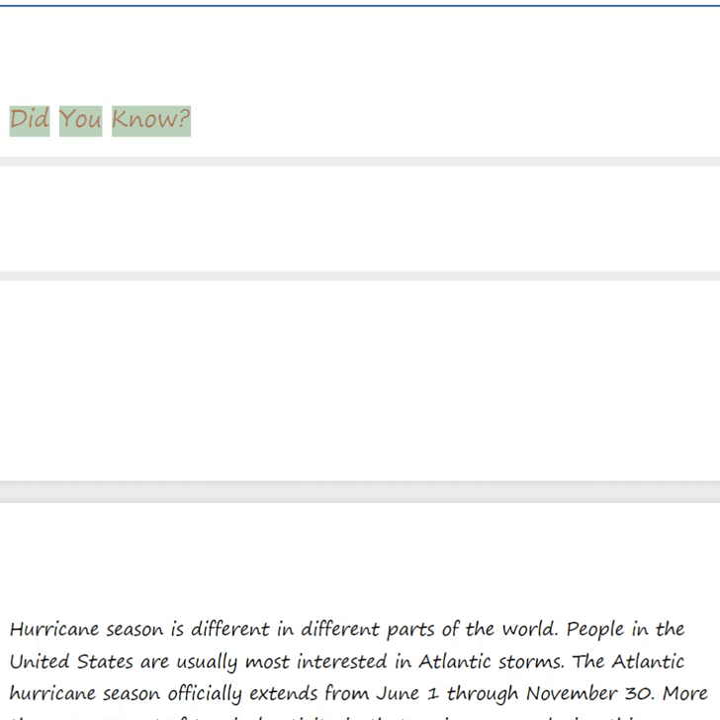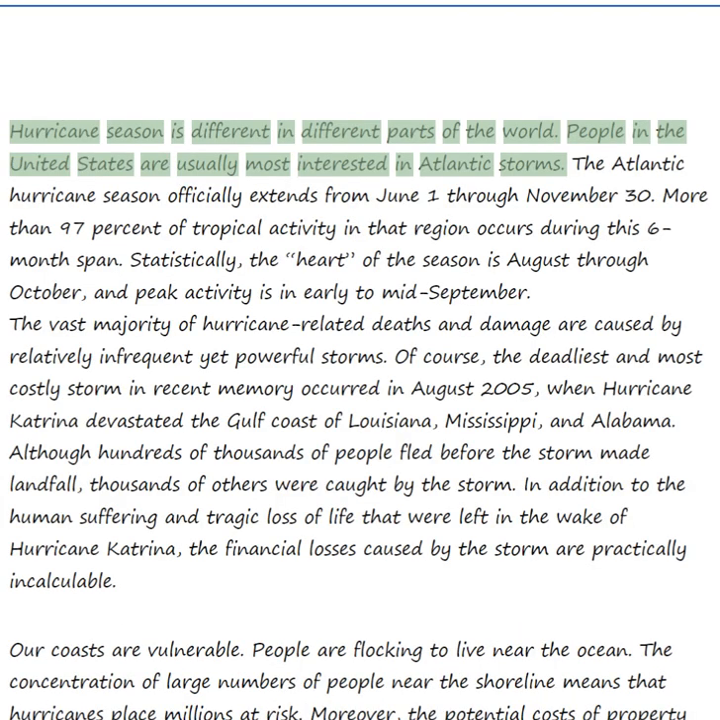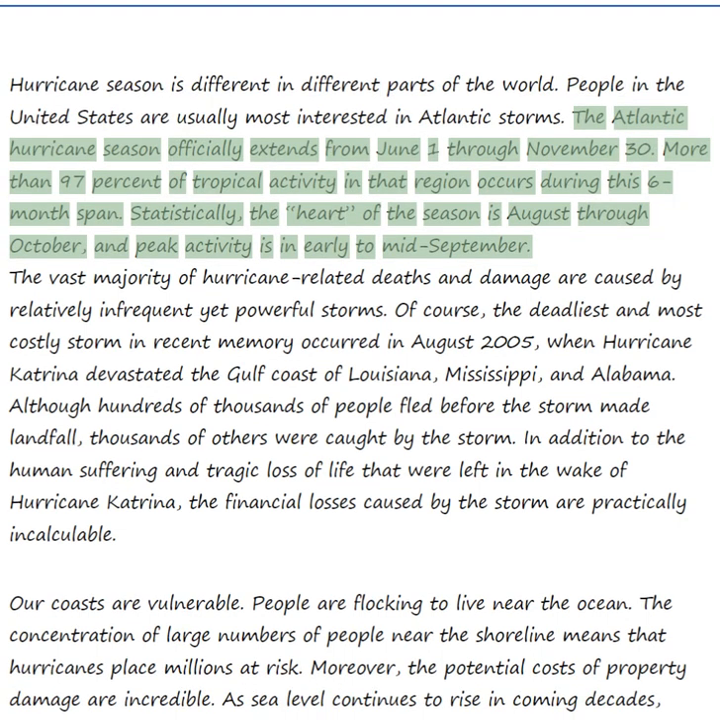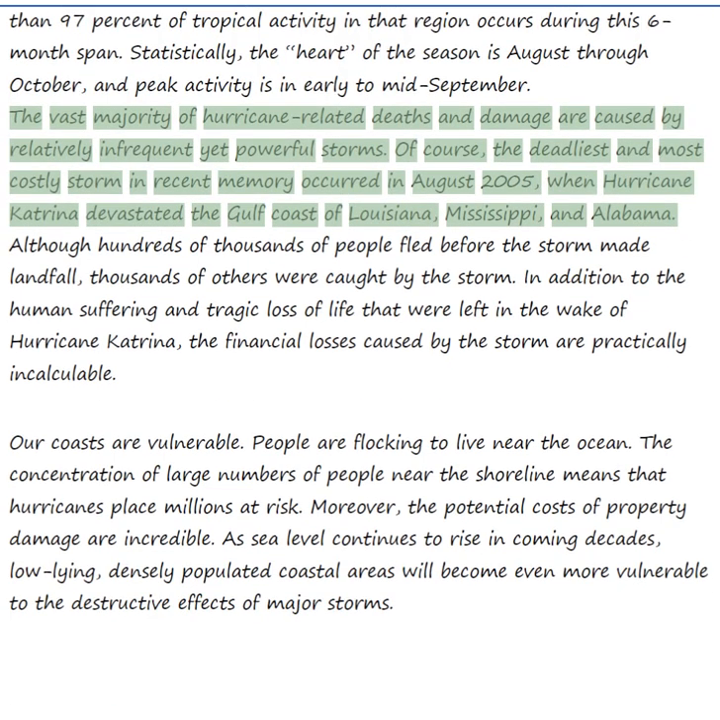Did you know? Hurricane season is different in different parts of the world. People in the United States are usually most interested in Atlantic storms. The Atlantic hurricane season officially extends from June 1 through November 30. More than 97% of tropical activity in that region occurs during this 6-month span. Statistically, the heart of the season is August through October, and peak activity is in early to mid-September. The vast majority of hurricane-related deaths and damage are caused by relatively infrequent yet powerful storms.